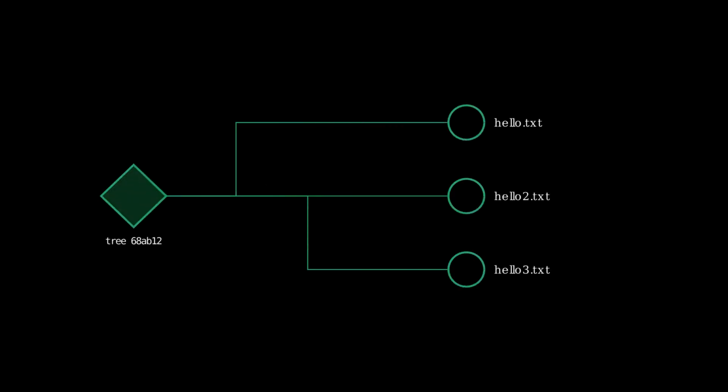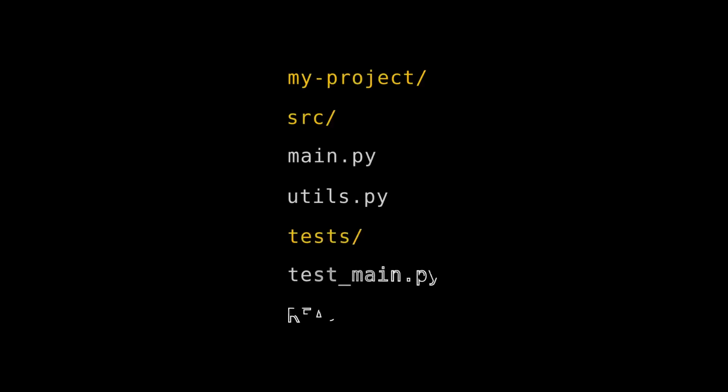A tree is a flat list of entries. Each entry points to a blob with a file name. This works perfectly for one folder of files. Keep that picture in mind. But real projects have folders. Source code lives in src, tests live in tests, documentation sits alongside, multiple levels deep.